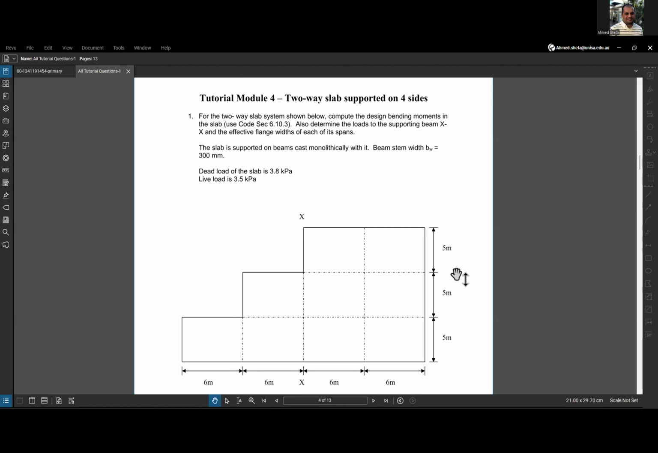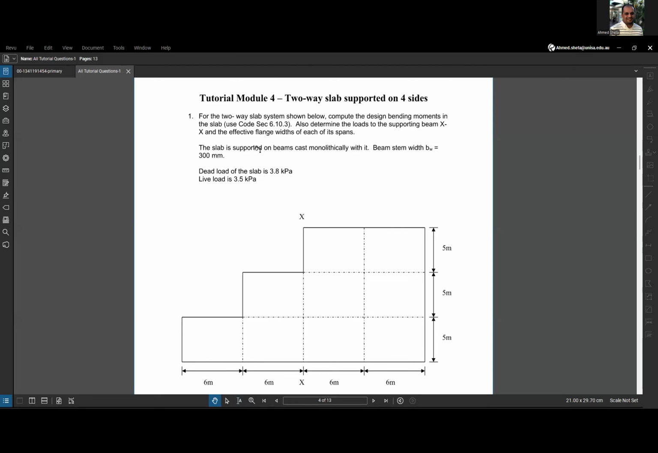Hello everyone. So today we will go through the two-way slab supported on four sides tutorial. In this tutorial we will solve and find the design bending moment for the shown slab, which is 4 bays in horizontal direction, 3 bays in vertical direction.